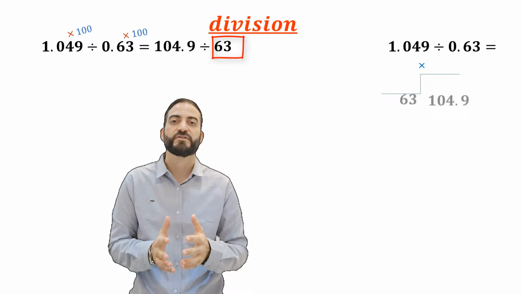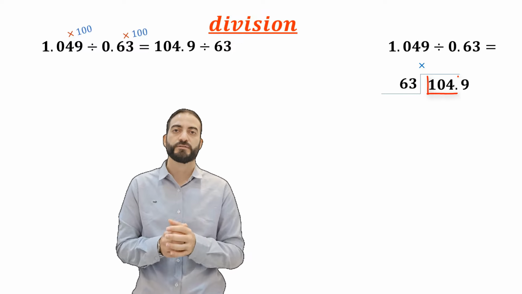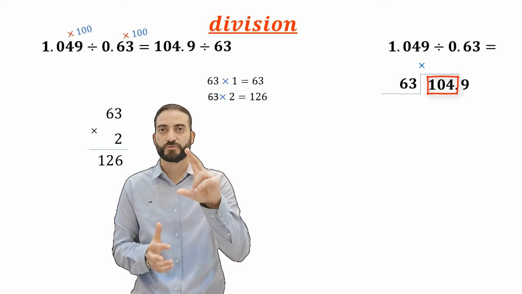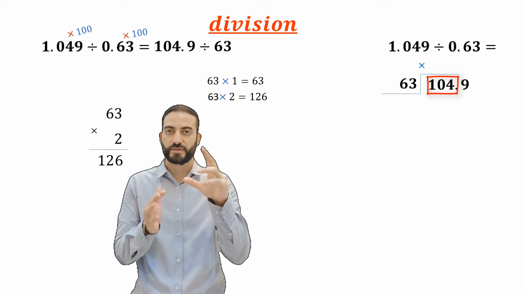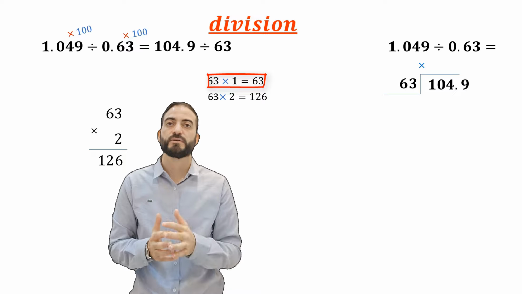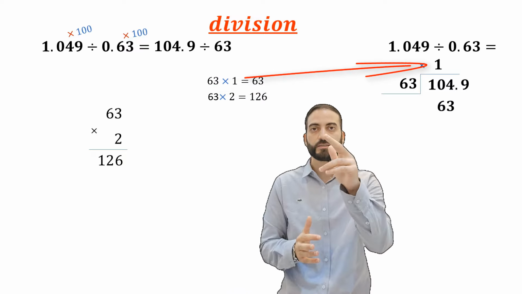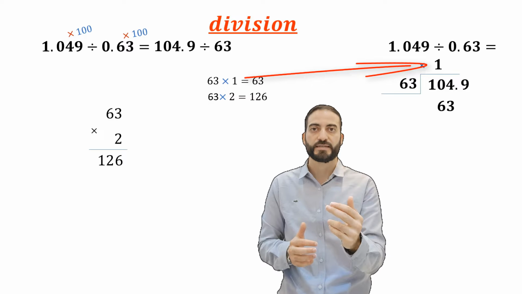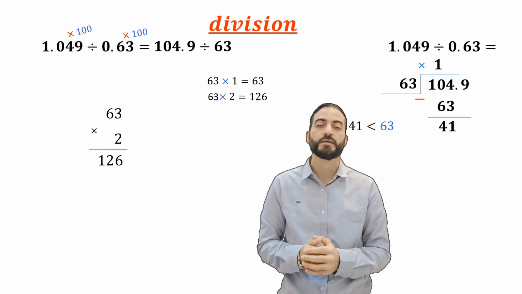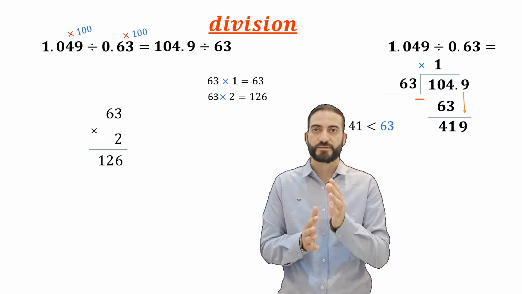Now we start the division process. We see that we must take all of 104. We find that 104 is between 63 and 126. So we always take the smaller one. So we take 63 times 2 equals 126. We write this here and immediately multiply it by 63 and write the answer here. Now we do a subtraction. 104 minus 63 equals 41. 41 is smaller than 63, so we must put this 9 here.